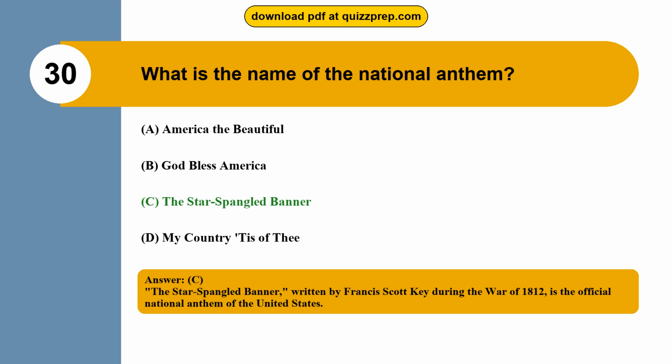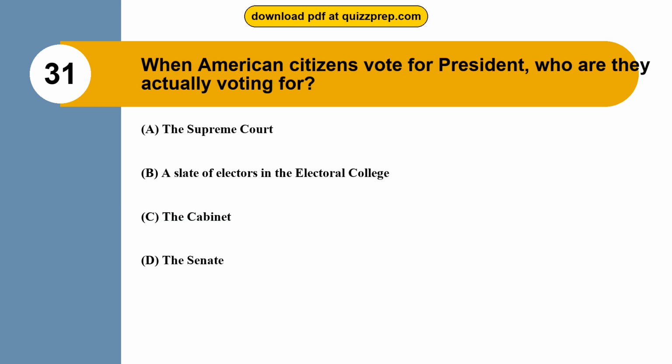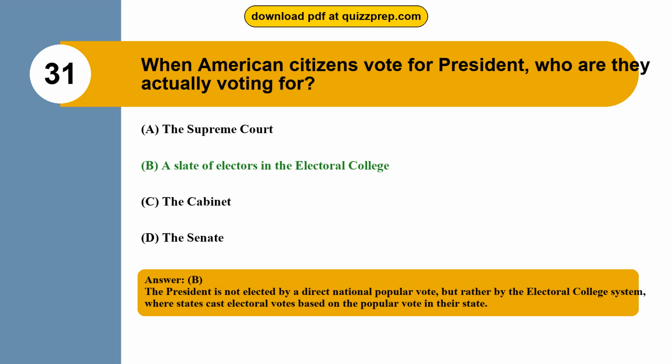Question 31. When American citizens vote for president, who are they actually voting for? Option A, the Supreme Court. Option B, a slate of electors in the Electoral College. Option C, the Cabinet. Option D, the Senate. The correct answer is option B, a slate of electors in the Electoral College. The president is not elected by a direct national popular vote, but rather by the Electoral College system, where states cast electoral votes based on the popular vote in their state.